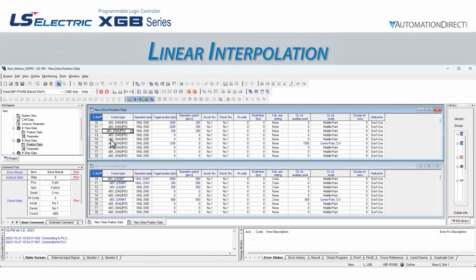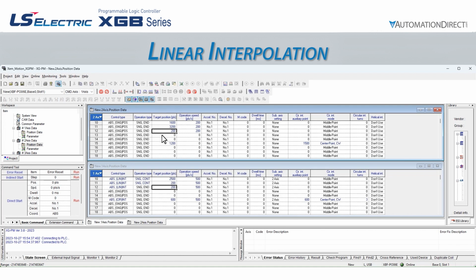Remember that our program positions each of the axes at position 200 prior to triggering the indirect start for the interpolation. Line 10 will be an x-axis move to a position of 2500 and a y-axis move to a position of 1600. Line 11 will move the x-axis back to position 200 while the y-axis goes to 3200. And then the final move, line 12, will keep the x-axis at 200 and only move the y-axis back to 200. This will lead to the system ending exactly where it started.